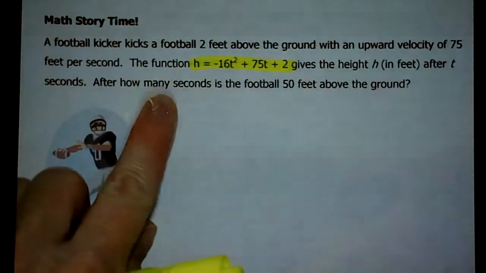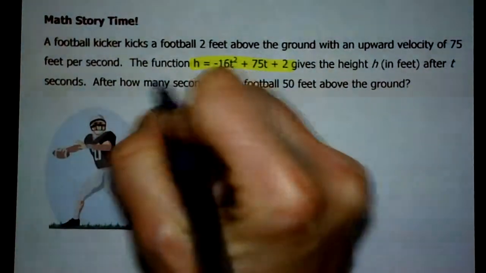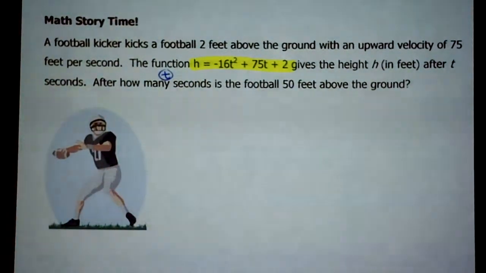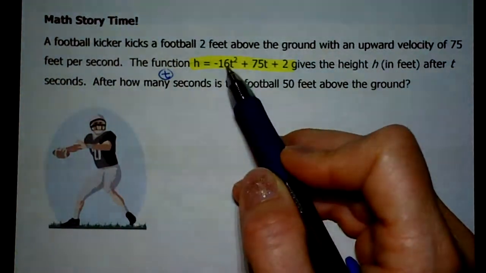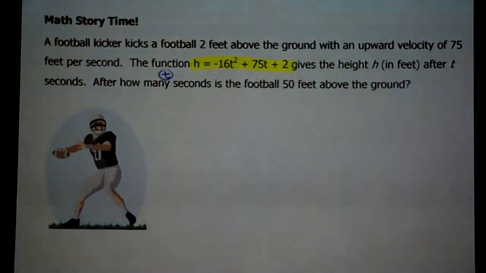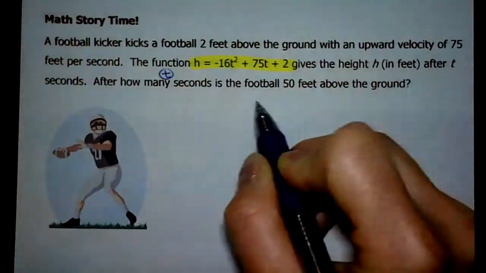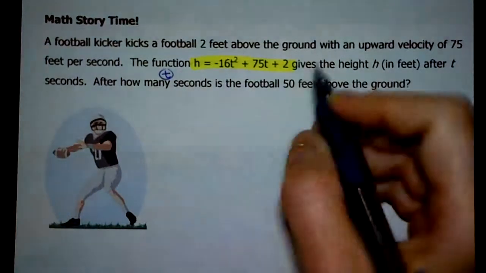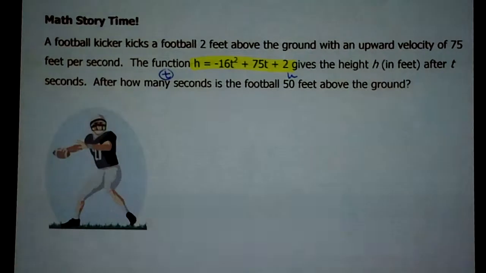The question is, after how many seconds is the football 50 feet above the ground? So when I say after how many seconds, that means you're looking for t, which really means you're looking for the zeros of this function, or you're looking for the x-intercepts, or the roots, or the solutions, all those different ways. And it gives you a height of 50 feet. And we said that h represents feet. So all you really have to do to solve this is plug 50 in for h and figure out what the value of t would be.